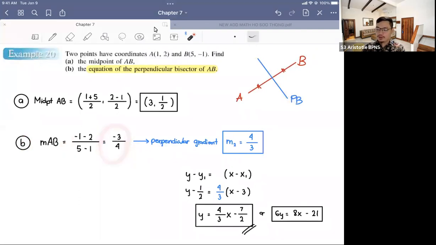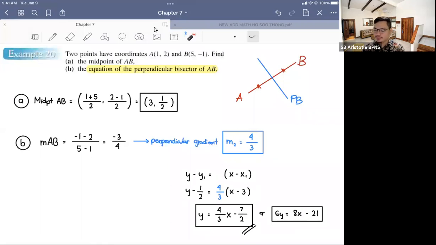Now, if you're looking for the equation of the perpendicular bisector, basically you need to get the gradient of the perpendicular bisector. Since we don't have any known points besides the midpoint for the perpendicular bisector, we cannot find the gradient directly, because we only have 1 point. So therefore, we find the gradient of the perpendicular bisector from the gradient of line AB, because again, they're perpendicular to each other.